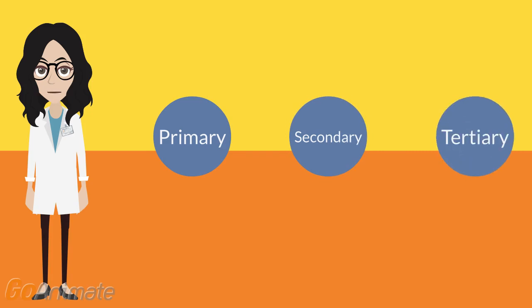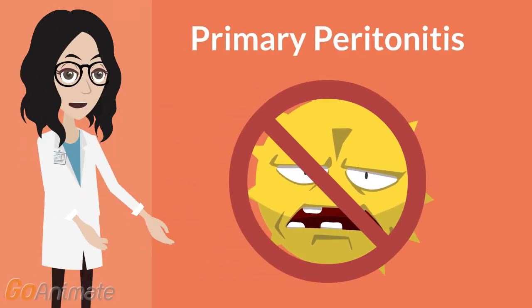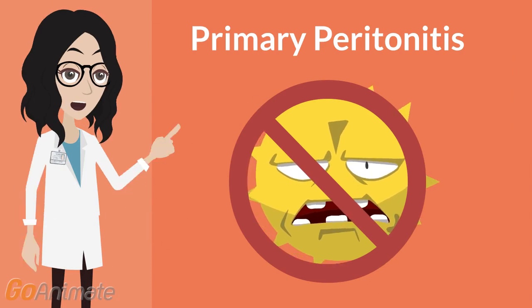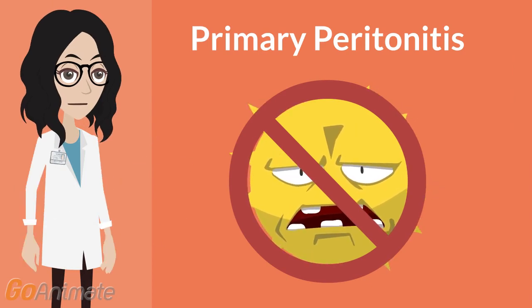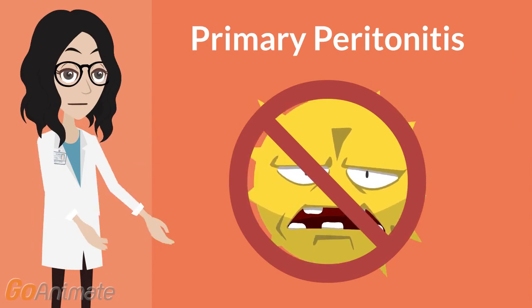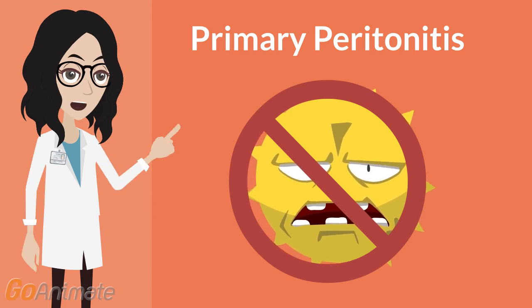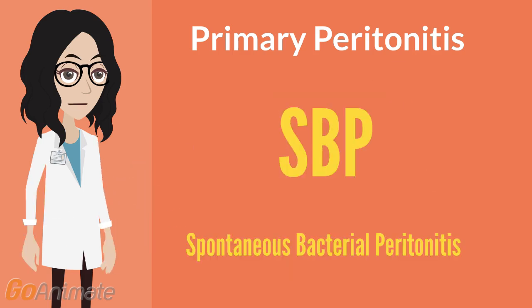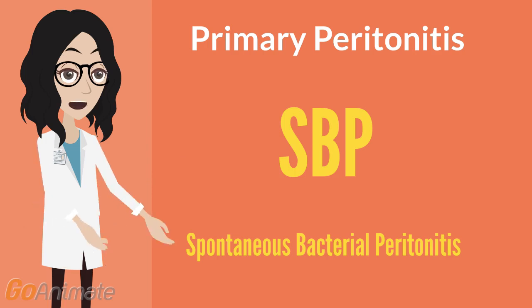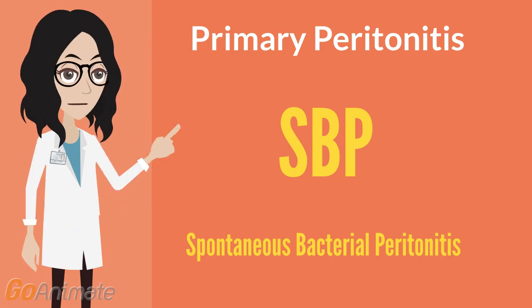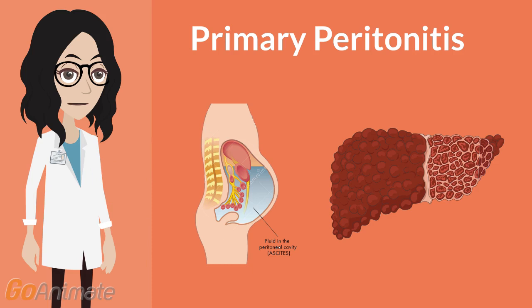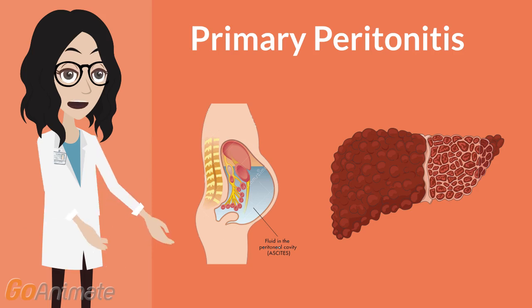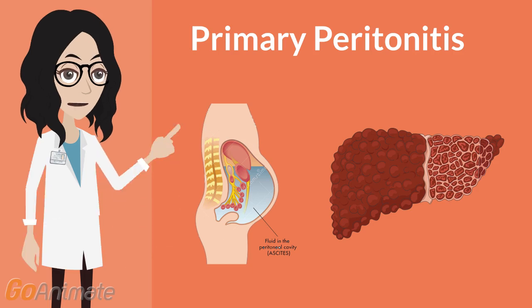Peritonitis can be classified as primary, secondary, or tertiary peritonitis. Let's start with primary peritonitis. It involves the development of infection in the peritoneal cavity in the absence of intra-abdominal pathology, and it's also known as spontaneous bacterial peritonitis, SBP, and it's most frequently identified in adults with cirrhosis and ascites.